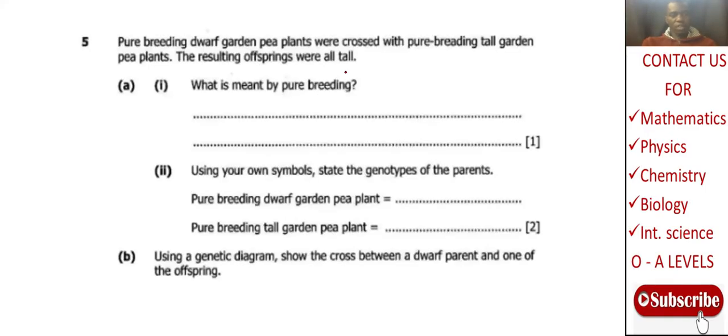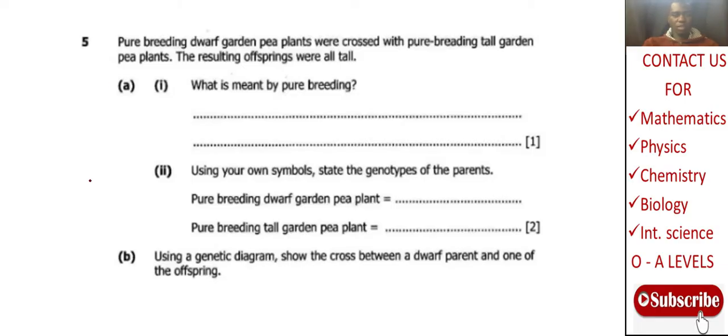Okay, so the first question reads: pure breeding dwarf garden pea plants were crossed with pure breeding tall garden pea plants. The resulting offsprings were all tall. A. What is meant by pure breeding? B. Using your own symbols, state the genotypes of the parents. C. Using a genetic diagram, show the cross between a dwarf parent and one of the offsprings.